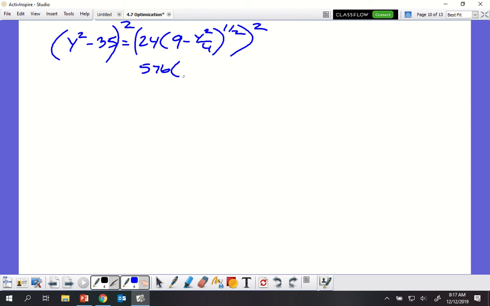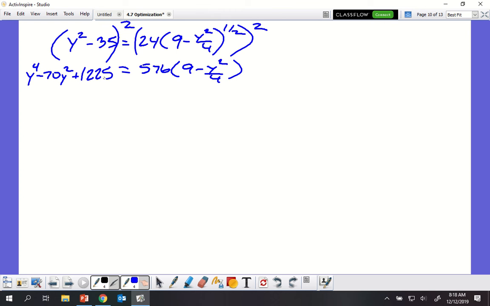And this is just going to be, when I square this, that goes away. 9 minus y squared over 4 equals, that's going to be y to the 4th minus 70y squared plus 35 squared. I don't know what 35 squared is. 1,225. Like that? Okay.